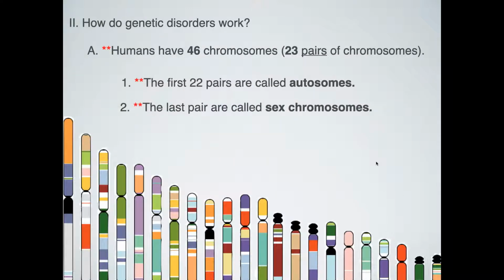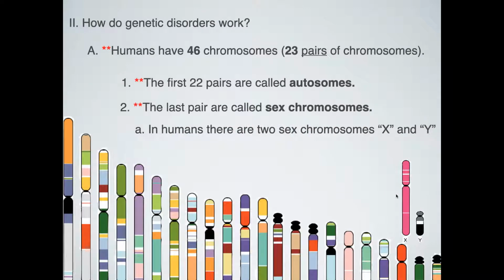The last pair are sex chromosomes. And if you are male presenting, that means that you have an XY. Clearly, these are not the same. So when we say we have 46 chromosomes or 23 pairs of chromosomes, if you are XX, then technically that last pair is pretty much a pair. But for XY, clearly the Y chromosome is very different looking than the X chromosome. And so in humans, there are two sex chromosomes. We have the X and the Y.